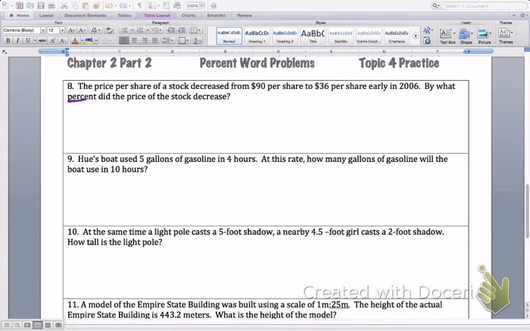So it's asking us what percent. Whenever we see what percent, we can put variable over 100. And because this is asking for the percent change, we need to do change over original. So we know the original was 90, but we need to subtract 90 minus 36 to get what goes in the numerator. It's always the change over original. So 90 minus 36 is going to be 54.